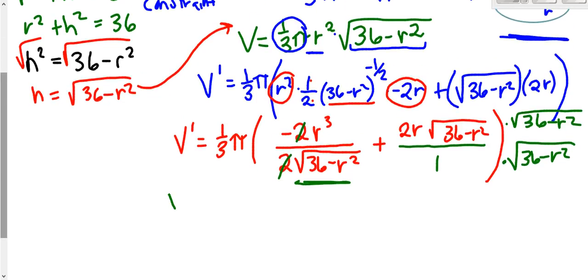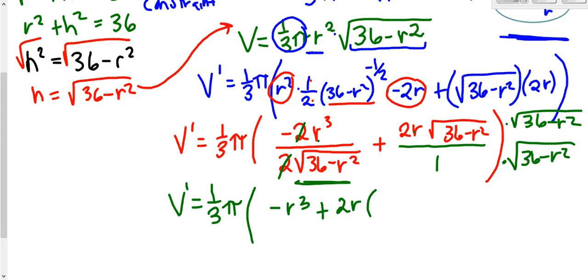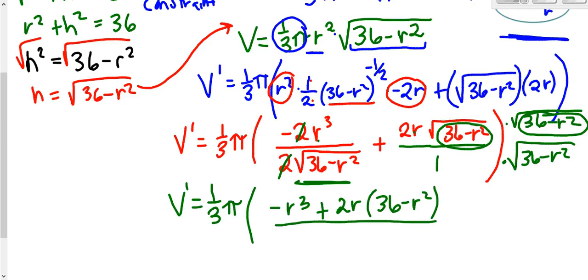So this will become, leave the numbers out front, v prime is 1/3 pi. I have negative r cubed plus 2r times the square root of 36 minus r squared times the square root of 36 minus r squared is a whole 36 minus r squared. All over, they have the same denominator, so that is my denominator I'm going to write. 36 minus r squared.